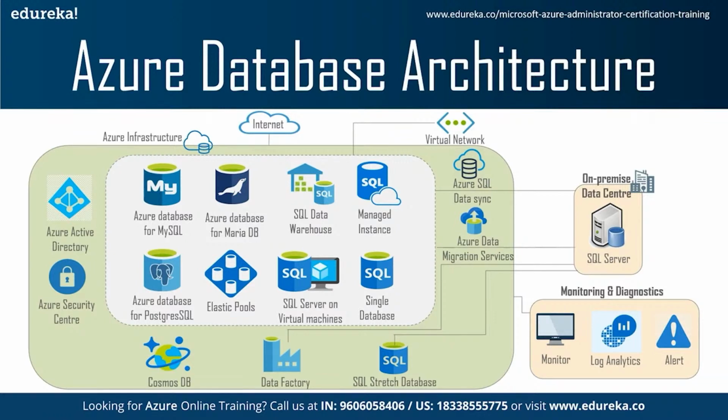Then we have Azure SQL Data Synchronization. If we want to replicate the data from our on-premises database into Azure, then we can use Azure SQL Data Sync. Then we have SQL Stretch Database. It is used to migrate cold data into Azure. SQL Stretch Database is a bit different from other database offerings. It works as a hybrid database because it divides the data into different types like hot and cold.